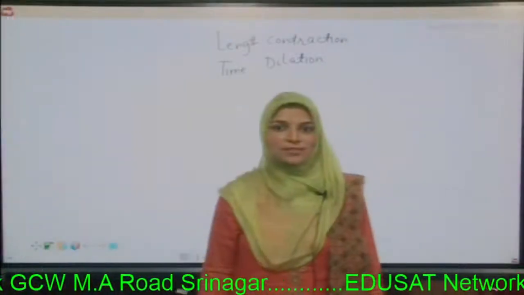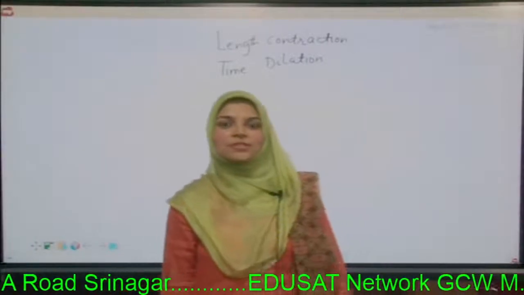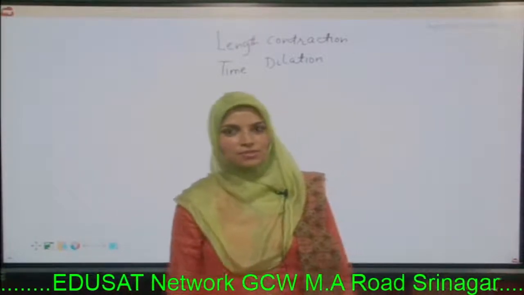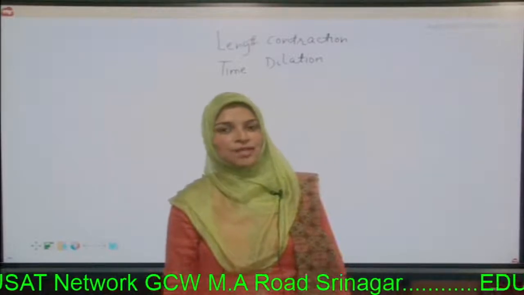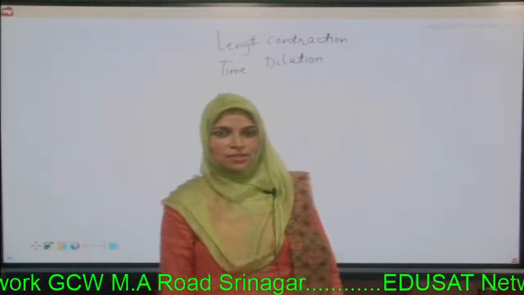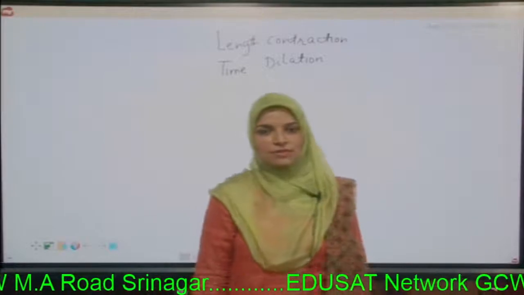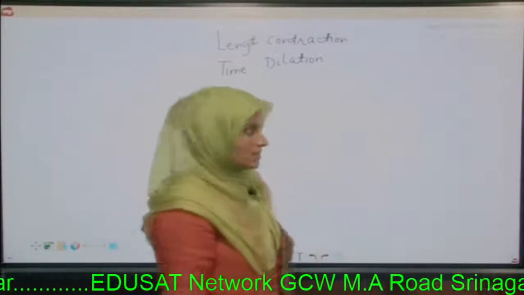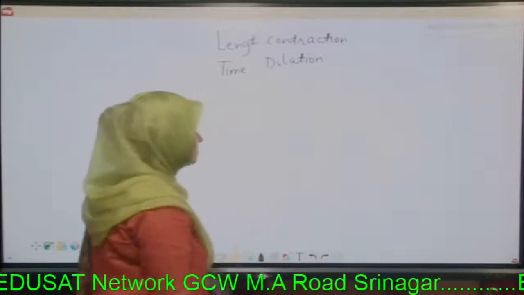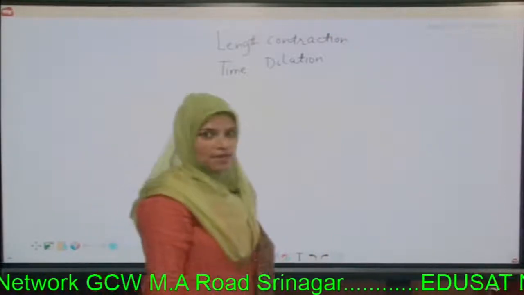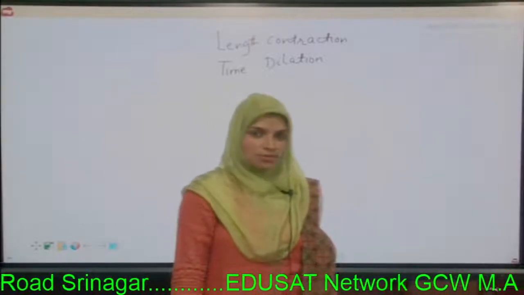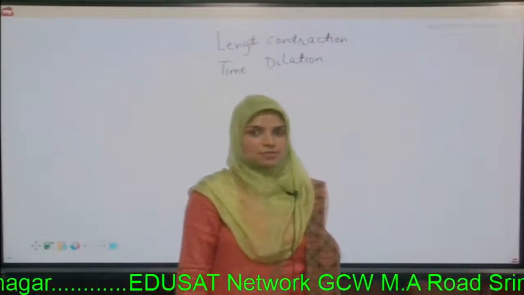Dear students, today we are going to discuss two important conclusions of special theory of relativity, and those conclusions are length contraction and time dilation. These two things are basically the consequences of the second postulate of special theory of relativity. And what is the second postulate? The velocity of light in vacuum remains constant, independent of the inertial frame, the source or the observer, right?